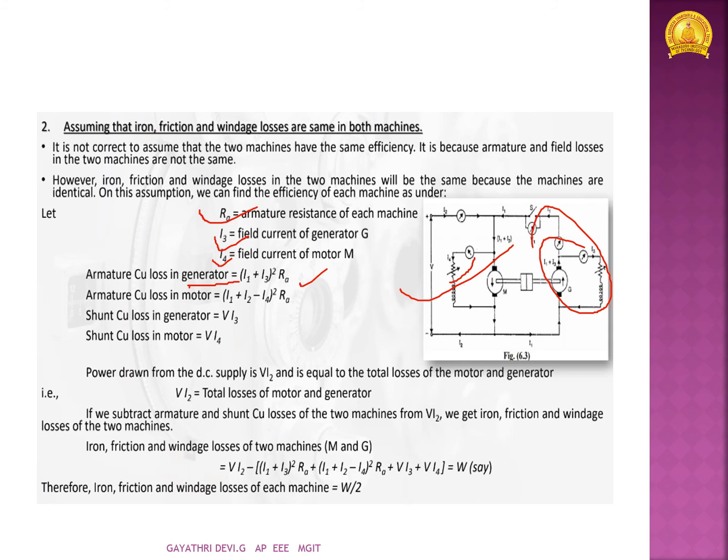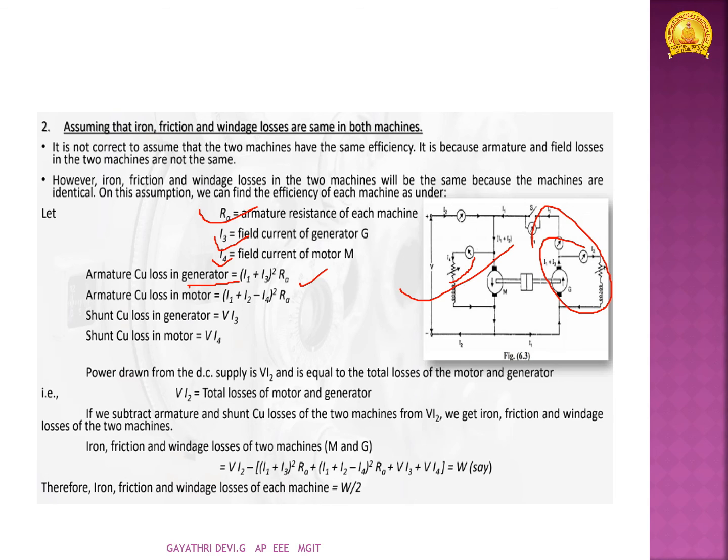The total power drawn from the DC supply is V into I2, which is equal to the total loss of the motor and generator. VI2 is the total loss of the motor generator set. That means we are combining the effect. For the generator as well as the motor, we are taking these two losses into account, and then we conclude it as the total losses of both machines. So the total loss of both machines is V into I2.